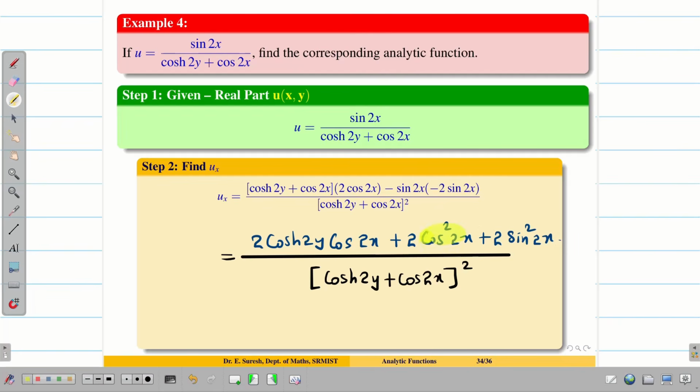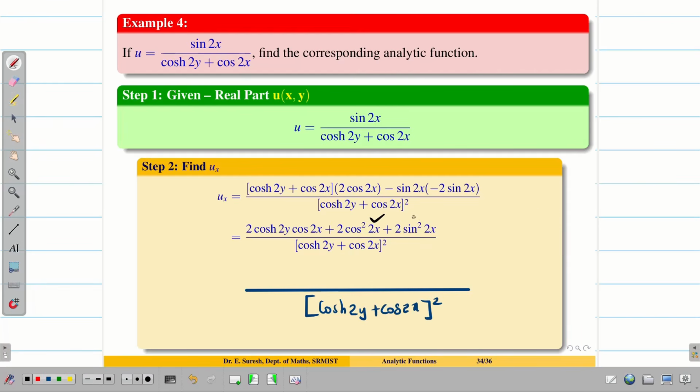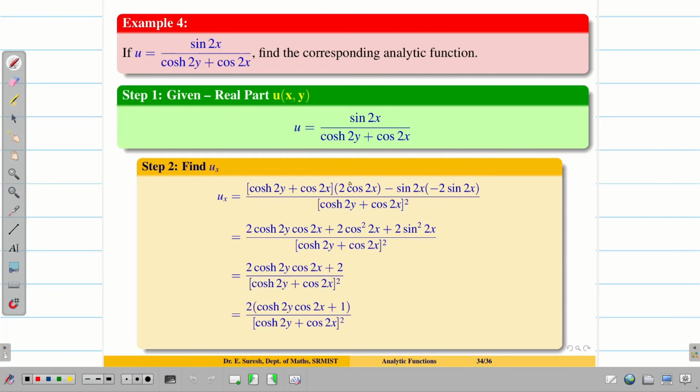So we know the formula: cos square theta plus sin square theta is going to be 1. So now take 2 in common. Cos square theta plus sin square theta is 1, so 2 into 1 is 2. And here we have the remaining 2 cosh 2y cos 2x. We can even take this 2 out, and then we can keep 2 times, cosh 2y cos 2x plus 1. Denominator remains the same. So we found ux. In this problem I can't do the table because this is a little big, so I'm finding one by one.